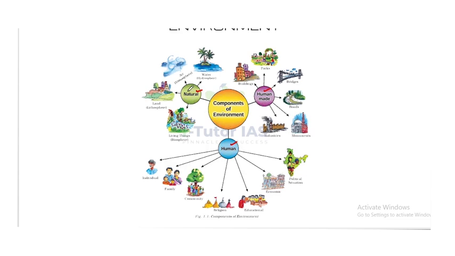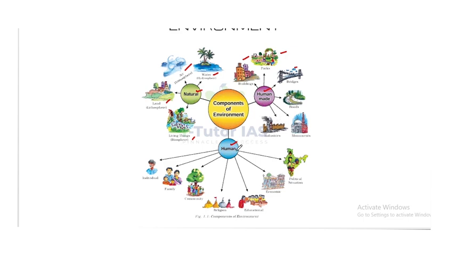The components of the natural environment contain air, that is atmosphere, water, that is hydrosphere, land, lithosphere, and living things, that is biosphere. So the first one is the natural components of environment, that contains air, water, land, and living things. Now, the second one is human-made. It contains buildings, parks, bridges, roads, monuments, industries, etc. So that is made by humans.